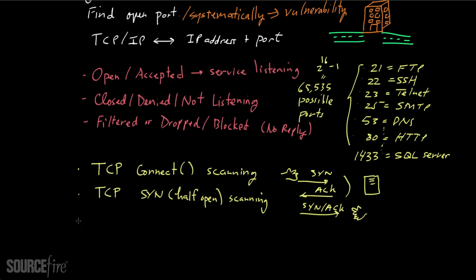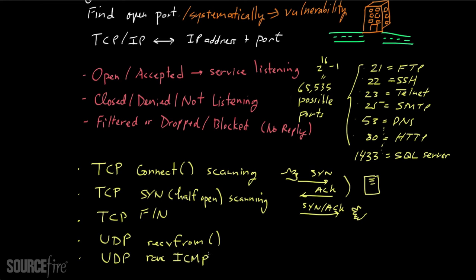And aside from that, there are some other techniques for doing scanning. You can also do UDP-based scanning. There's a technique called, I believe, UDP recvfrom, and that's how it operates. Another one is UDP raw ICMP port unreachable scanning, and these are all various techniques for being able to do port scanning.